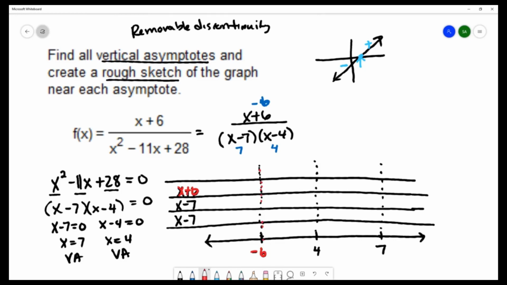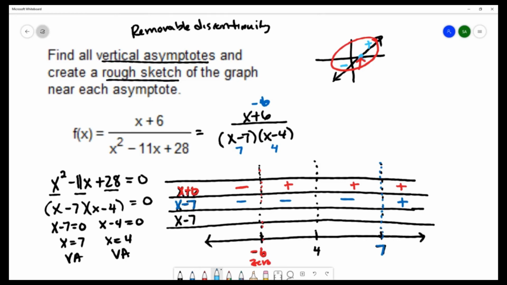That value is the 0. So remember, we said here it changes signs over the 0 or the x-intercept. So it's going to be negative to the left of that 0, but positive to the right of it. Then the next factor is x minus 7, which has a 0 of 7, so it's going to change signs over that 0. It will be negative to the left of it and positive to the right of it.